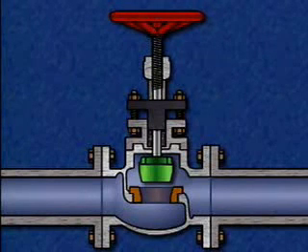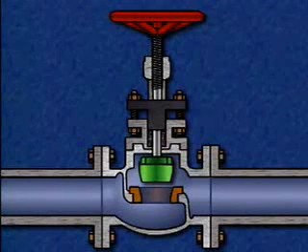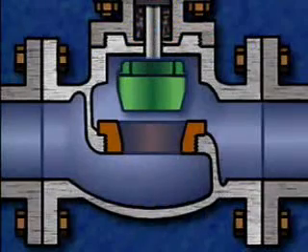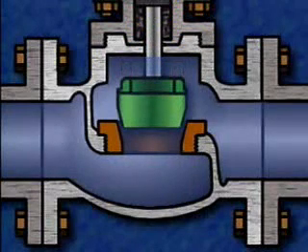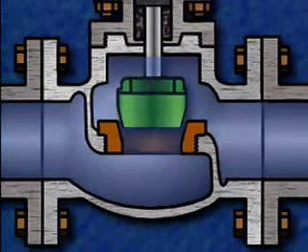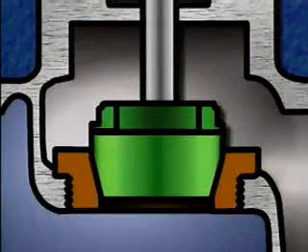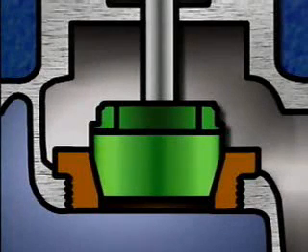When the disc reaches its limit of travel, the valve is fully opened and maximum flow can pass through the valve. If the hand wheel is turned in the closed direction, the disc moves down toward the seat and fluid flow is reduced. When the disc presses tightly against the seat, the valve is fully closed and flow through the valve is stopped. In order to maintain a leak-proof seal, the faces of the disc and the seat must be smooth and fit together perfectly.